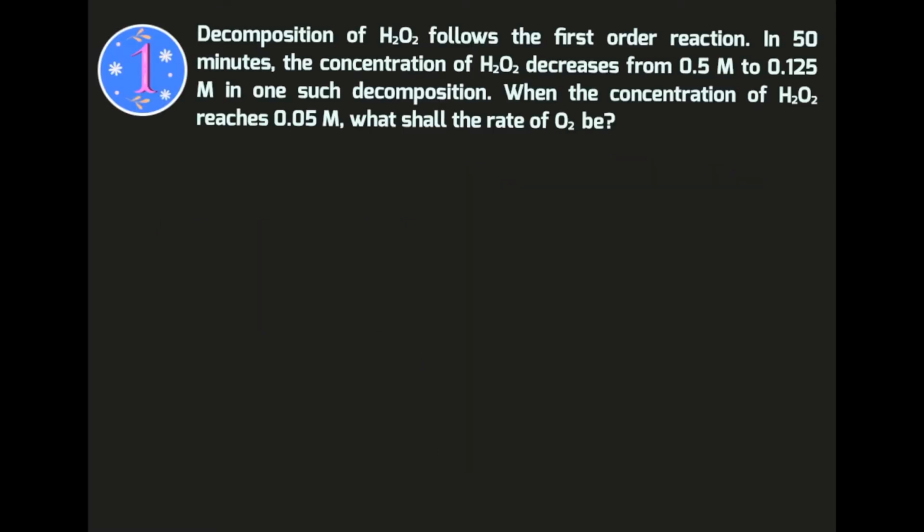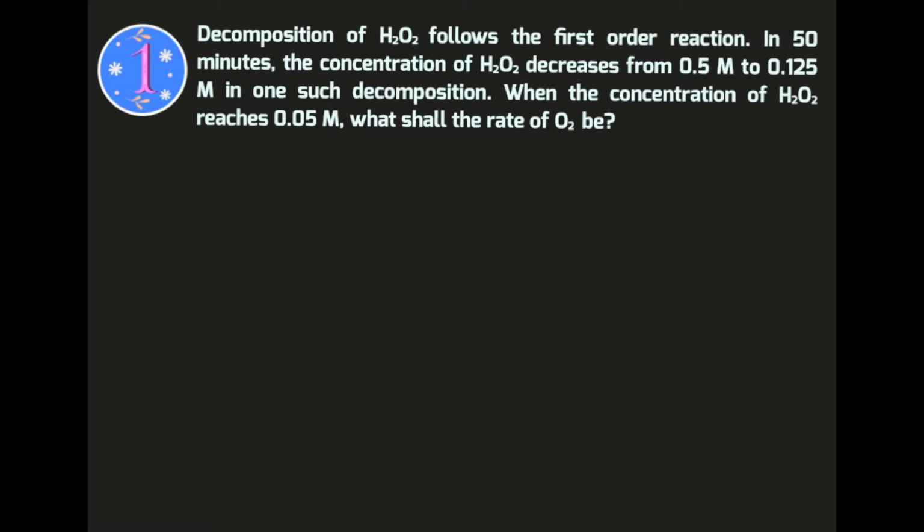Question number 1. Decomposition of hydrogen peroxide follows the first order reaction. In 50 minutes, the concentration of hydrogen peroxide decreases from 0.5 molar to 0.125 molar in one such decomposition. When the concentration of hydrogen peroxide reaches 0.05 molar, what shall the rate of oxygen be?